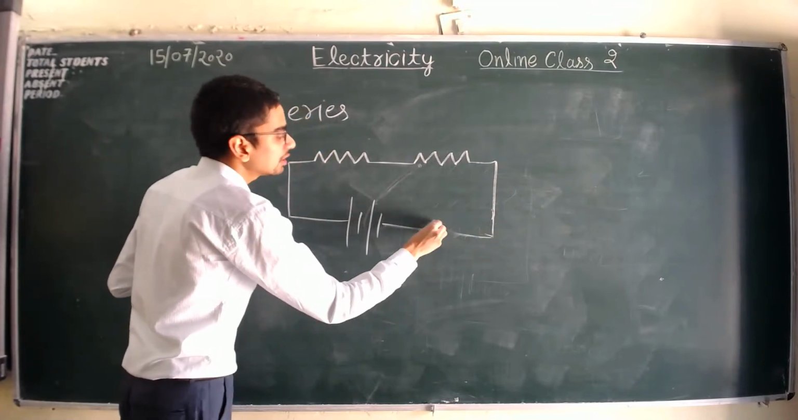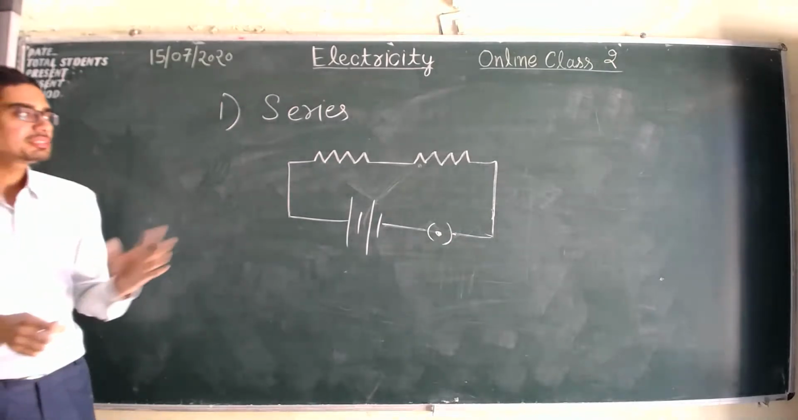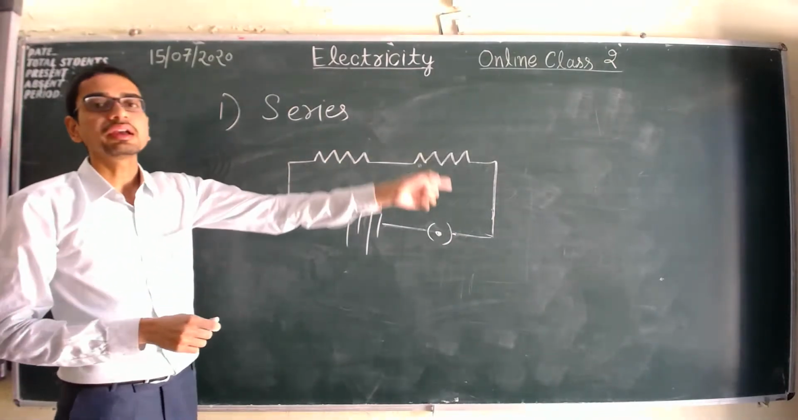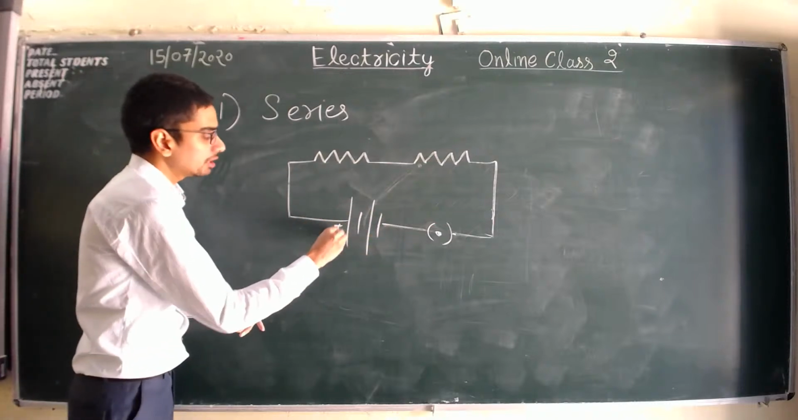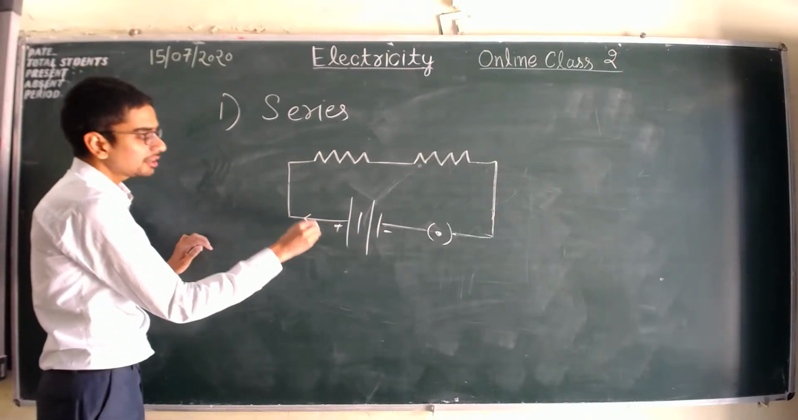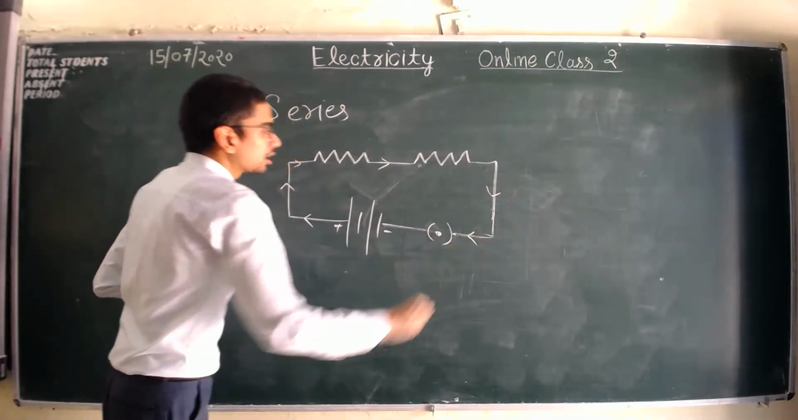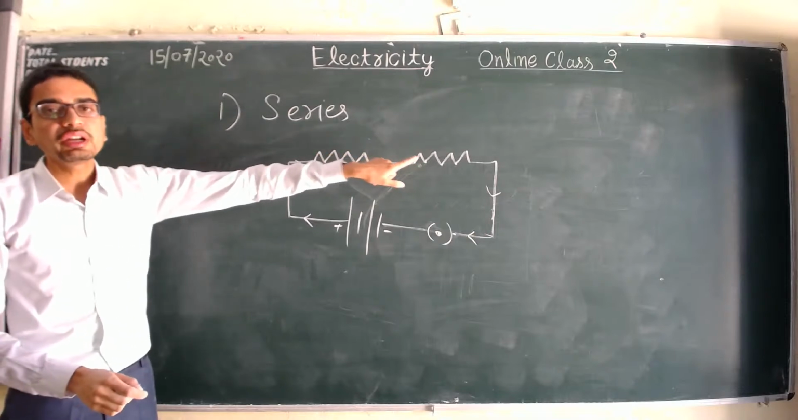Okay, here is a key. Alright. How does current flow in this circuit? Positive to negative. This is positive terminal, that is negative terminal. Current always flows from positive to negative. As you can see, current direction will be this. Now you tell me, value of current in these two resistors is same or different?